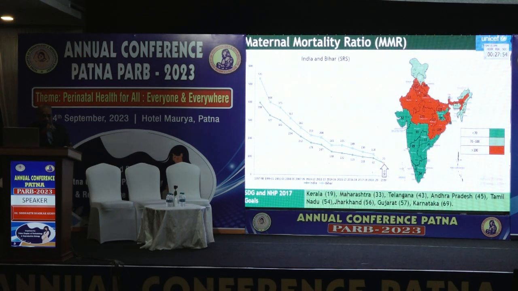Within the next 4-5 years we can achieve the target of 70. But don't forget that achieving the last mile is very difficult, so we need to work both at the clinical level and at the community level to achieve a maternal mortality ratio of less than 70. One positive thing is that around 8 states in India have already achieved this target, and one of our neighbor states, Jharkhand, also achieved less than 70, at 56. Jharkhand's political, geographical and socio-economic conditions are similar to Bihar's, so we also hope that within the next 5-6 years we can achieve the target of 70.